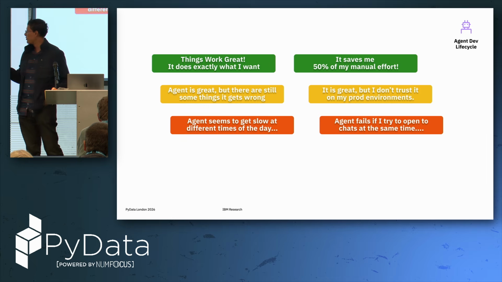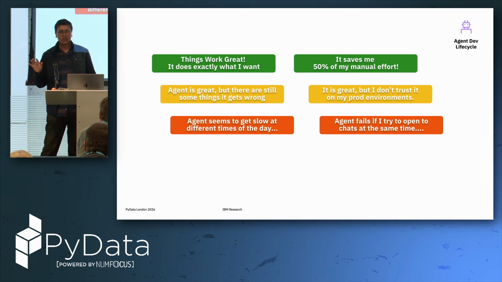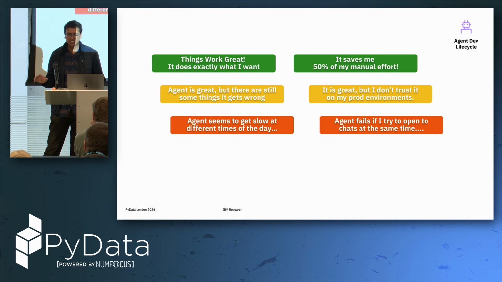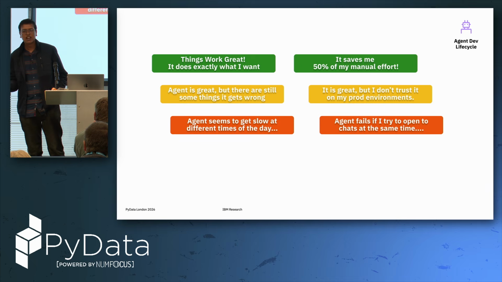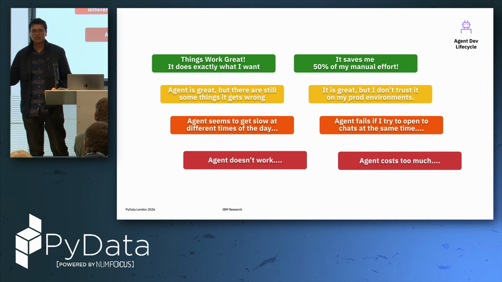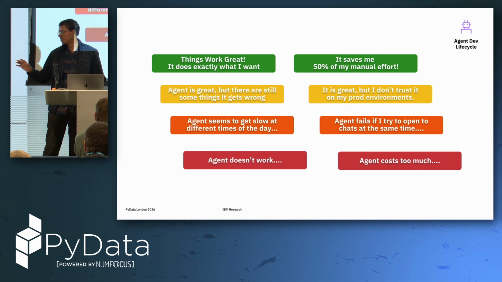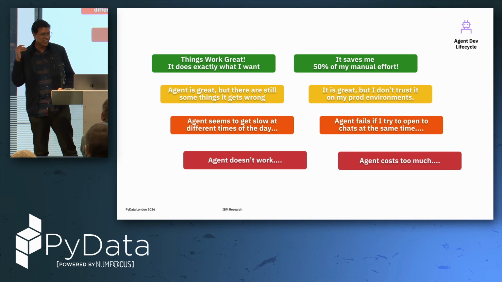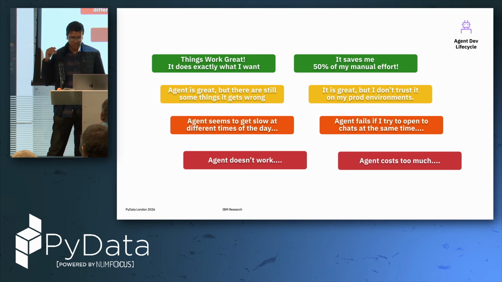Sometimes it gets a little bit more gray. Agent seems to get slow at different times of the day. Agent fails if I open too many chats at the same time. And sometimes, the clients and the users are very succinct in their feedback. Agent just doesn't work. Agent costs too much. So these are some things that we've personally experienced and heard in the work that my team does engaging with these teams to roll out to production.